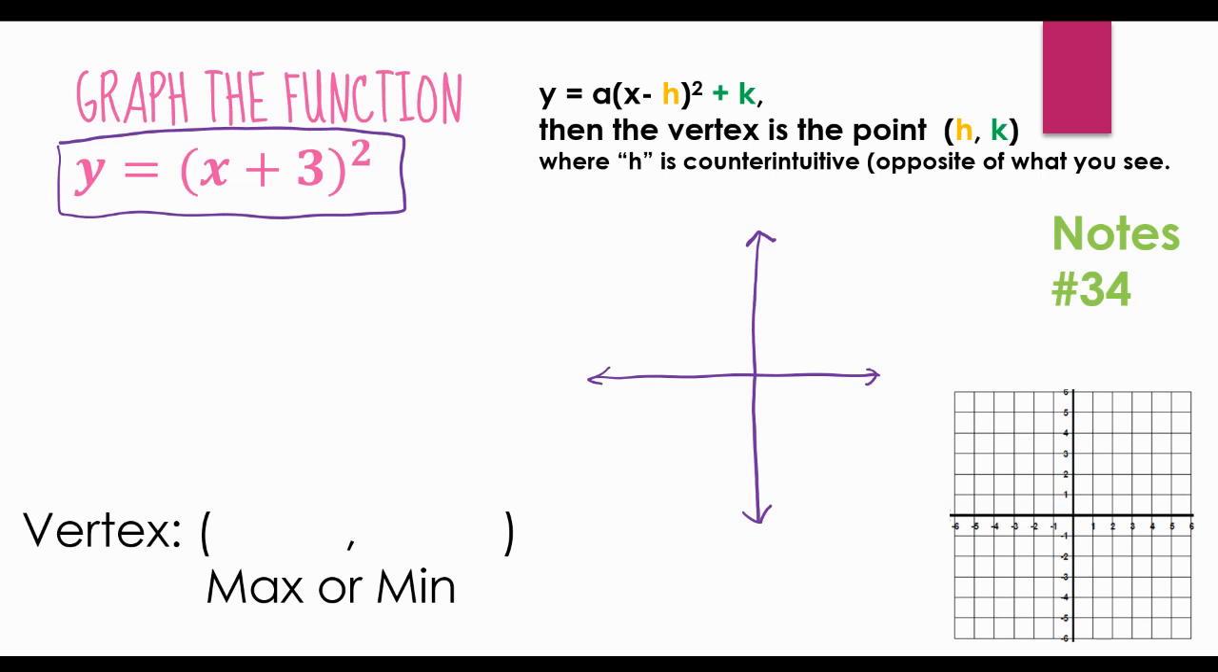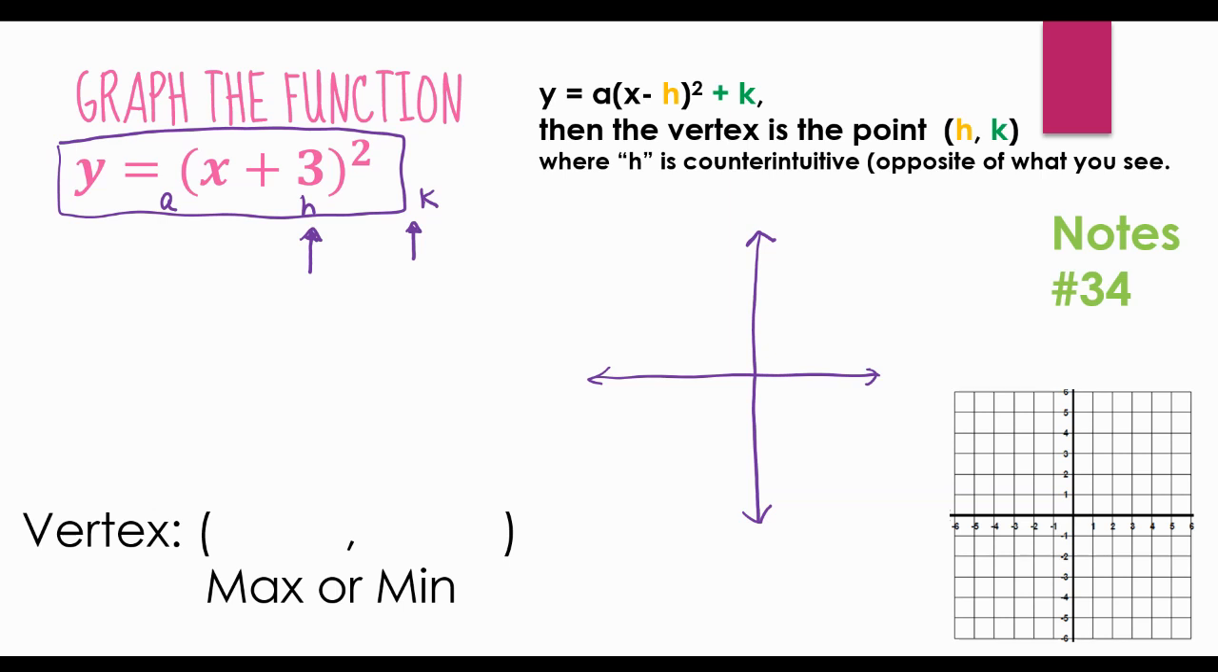Okay, so according to your steps, we need to identify your transformations. So let's identify A, H, and K. The position next to X inside the parentheses is always H, and on the outside is always K. In the front is A. A is just a 1, so we can ignore it.